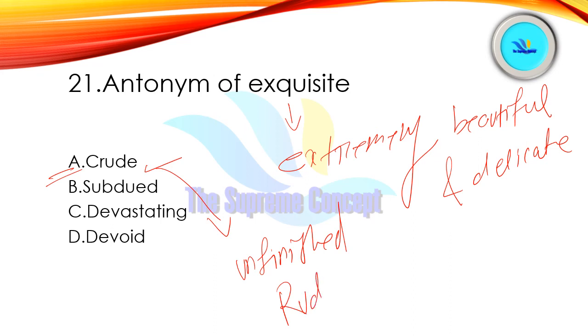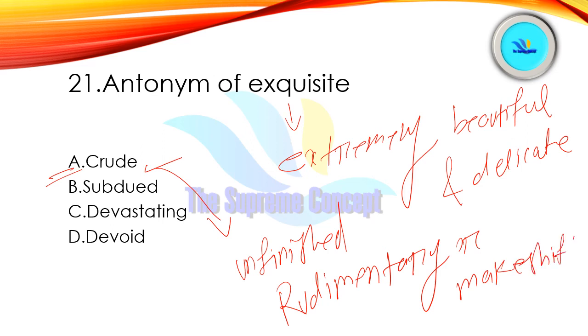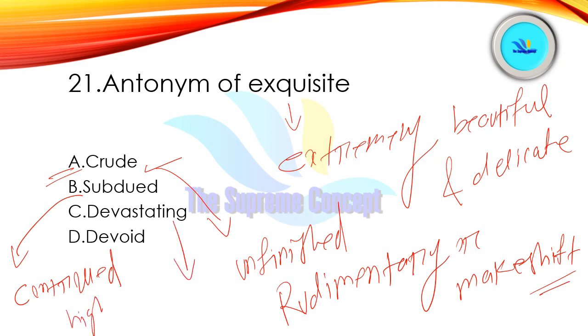Rudimentary, R U D I M E N T A R Y, which again means unfinished, in the initial state of its creation, or makeshift. So this can be considered as its meaning as well as the synonym of crude. So our correct answer to the question is crude here. Other words like subdued means controlled. And devastating means highly destructive or damaging.